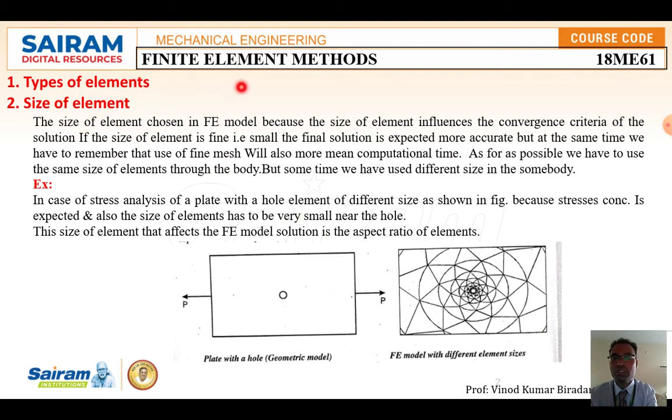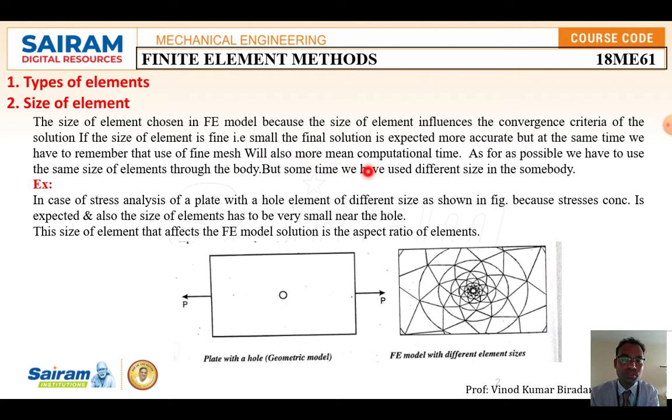Types of element we already studied, that is 1D, 2D, 3D elements. The size of an element means what? The size of an element is chosen in a finite element model because the size of an element influences the convergence criteria of the solution. If the size of an element is fine, that is a very small piece, then the final solution is expected to be more accurate, but at the same time we have to remember that a finer finite element mesh also means more computational time.